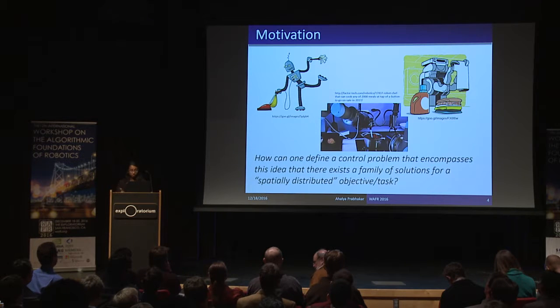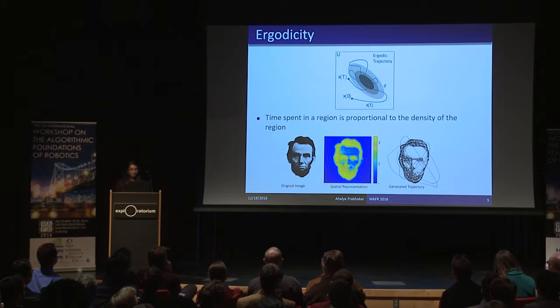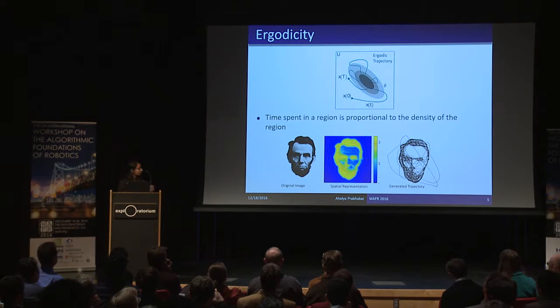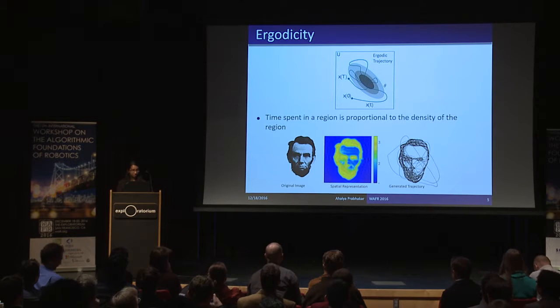And so our answer to this problem is to use ergodicity. Ergodicity is a statistical measure that encompasses this idea of relating the solution to the spatially distributed objective. It does so by relating the time-averaged behavior of a trajectory to the spatial statistics of the probability distribution of the task, so in this case of the image. And the relationship it states is that the time spent in a region of the probability distribution should be proportional to the density of the region.